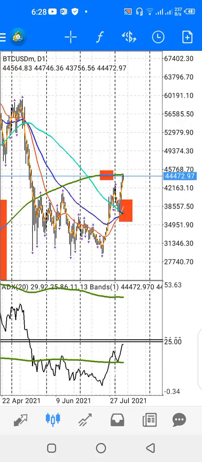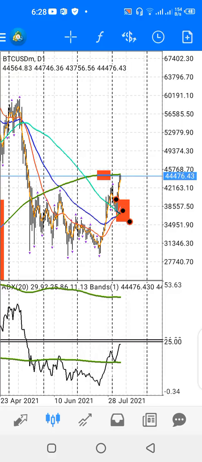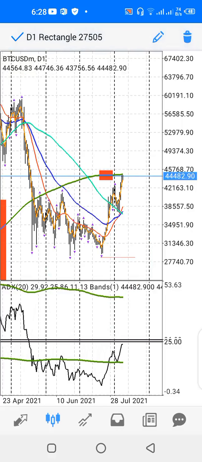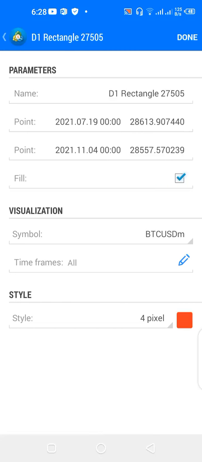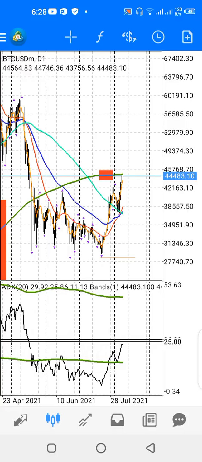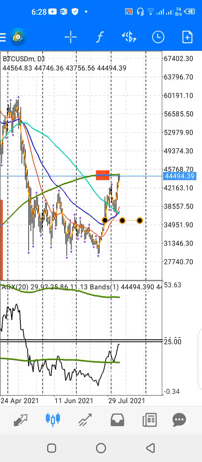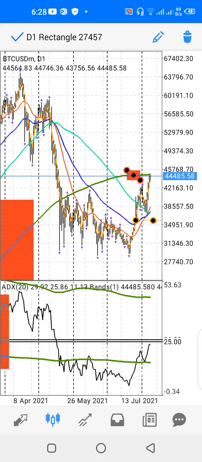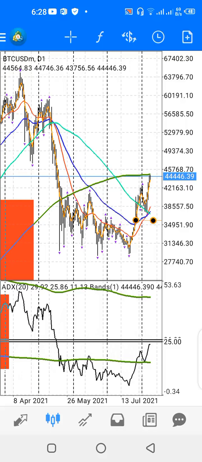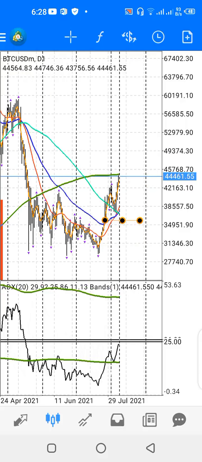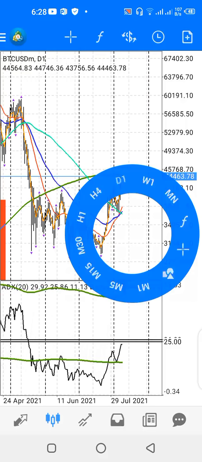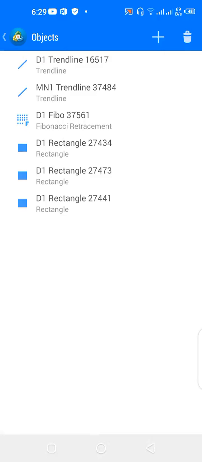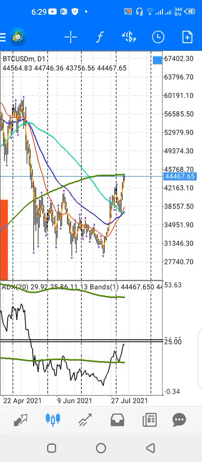BTC for now, you can see something like head and shoulder. Let me change the color of my shape to another color, probably orange. Okay, that should be okay. Now if you zoom out, I'm trying to expand this. Let me delete this and plot another one.